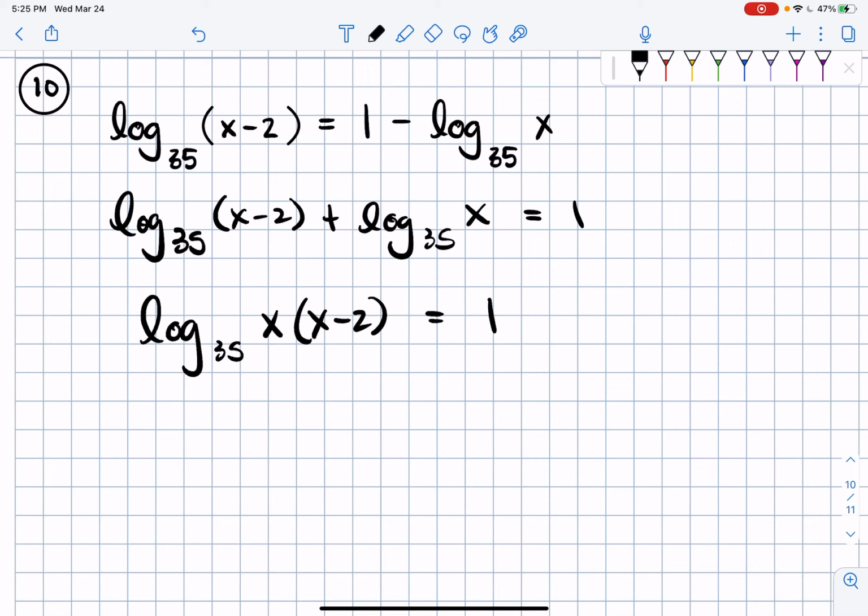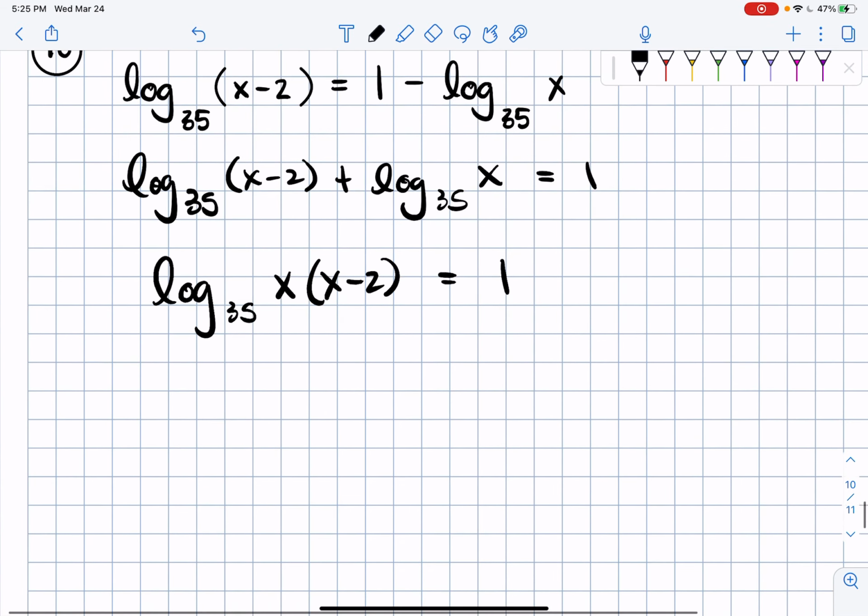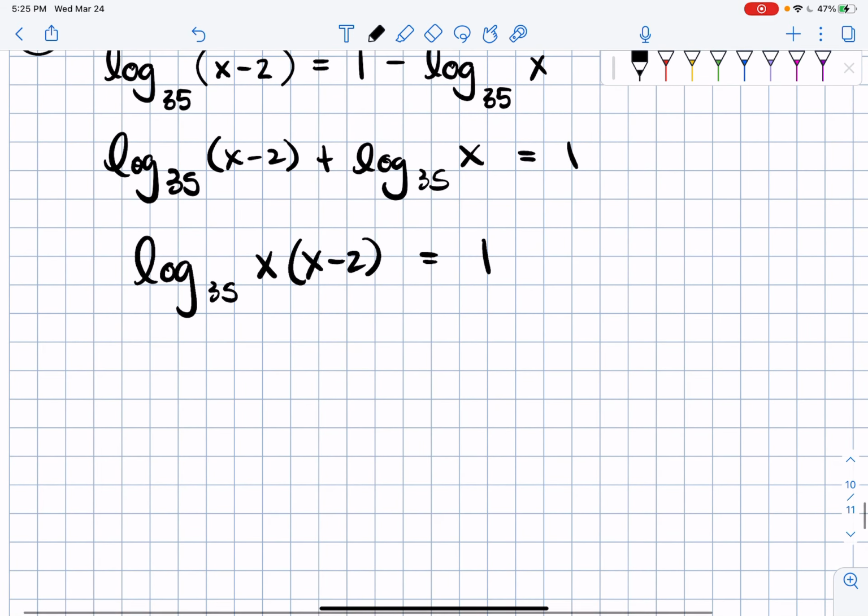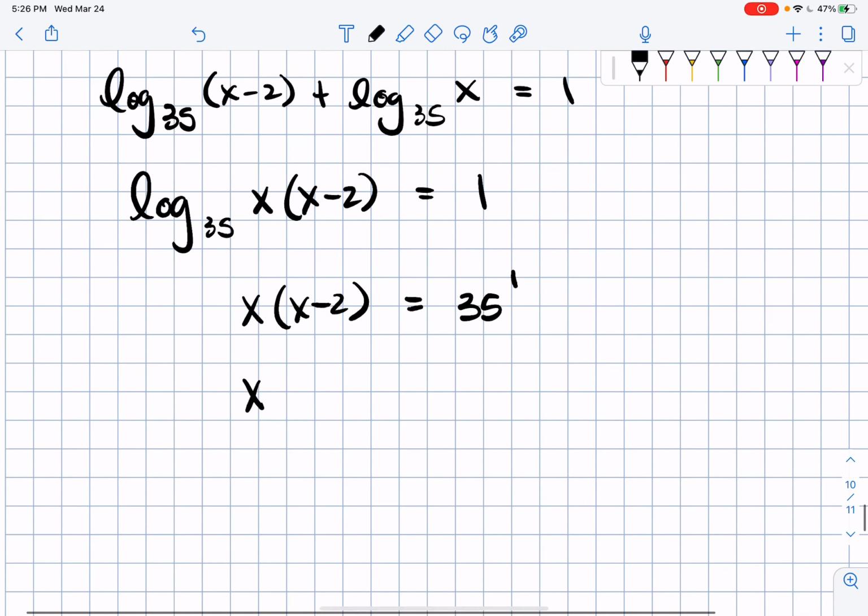Ooh, I have two methods of going here. I can convert this to the exponential form, which tells me that 35, actually, remember what I said? I said leave them and just move the base. So I got x times x minus 2 is equal to 35 to the first power, which is x squared minus 2x is equal to 35.